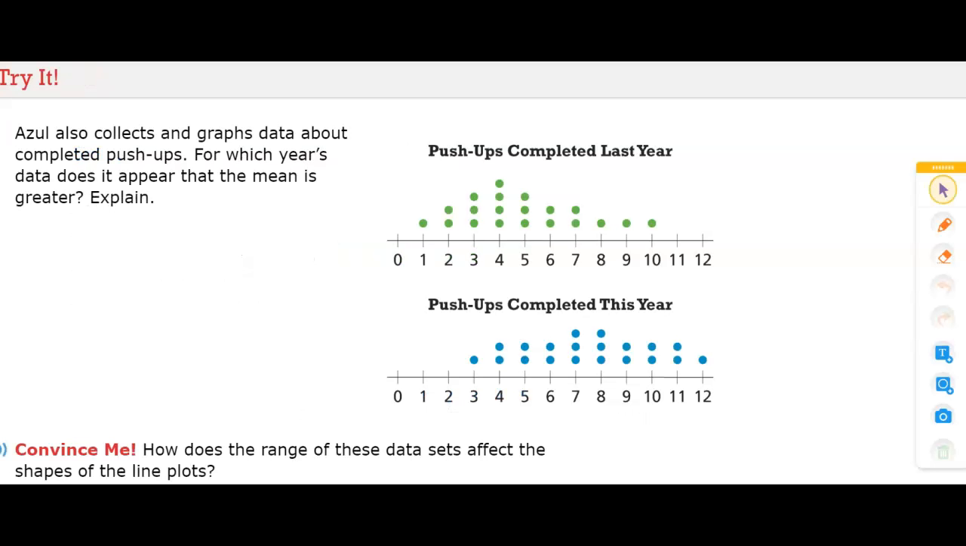Azul also collects and graphs data about completed push-ups. For which year's data does it appear that the mean is greater? Explain.